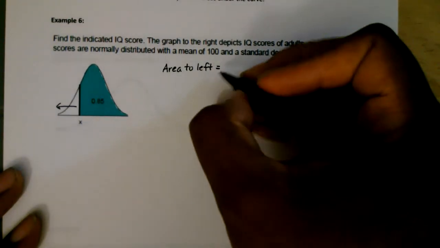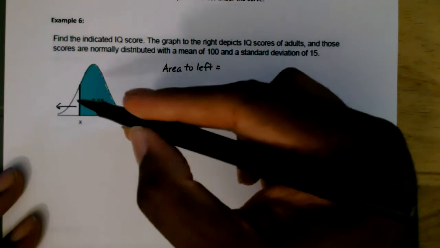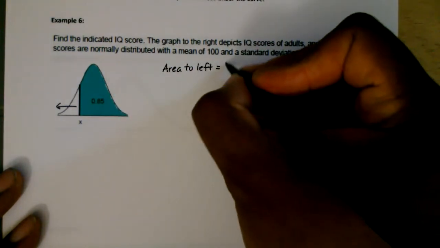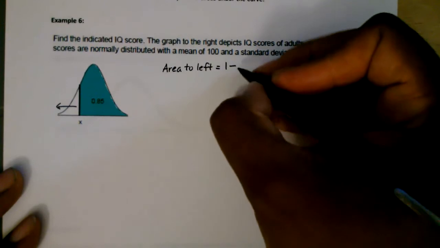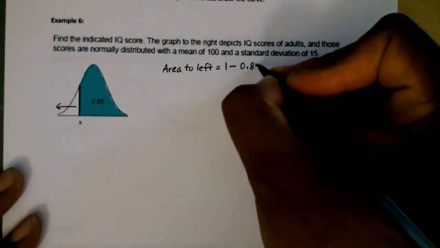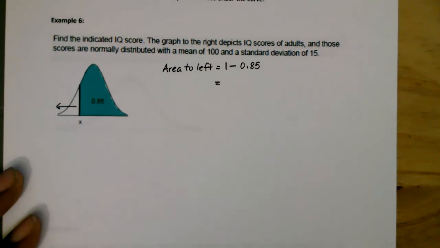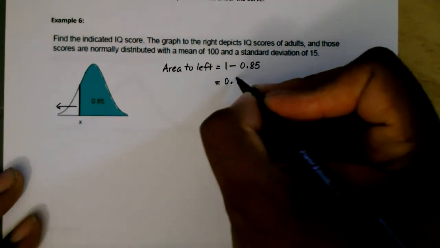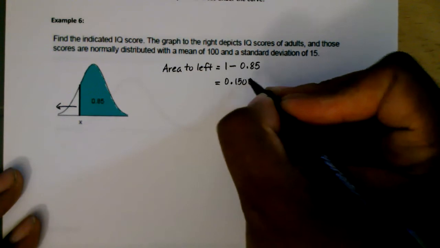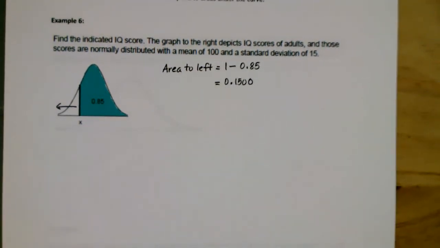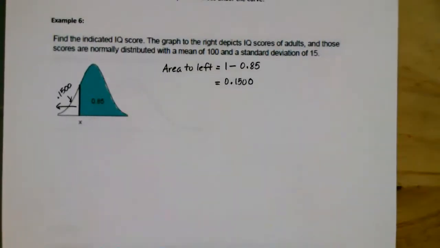And the area to the left is this. The whole area underneath the entire normal curve is 1. We're going to subtract from it 0.85. So 1 minus 0.85 would be 0.15. And notice I'm going to add 2 zeros behind it because the body of our table has 4 decimal places. So this area here is 0.1500. We're going to use 0.1500 to find out what our corresponding z value is going to be.